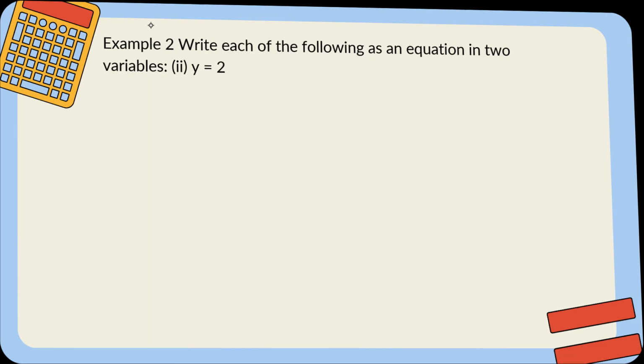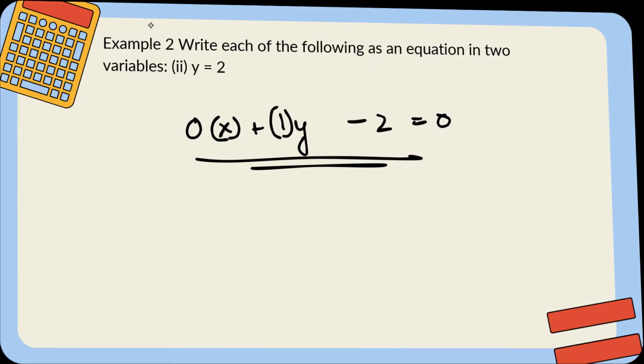y is equal to 2. If y is equal to 2, what do we do? The same way we can write, what is the x part? 0x, right? Plus y minus 2. The 2 goes to the other side, will become minus 2. So 1y, right? So this is the answer. This will be the equation.